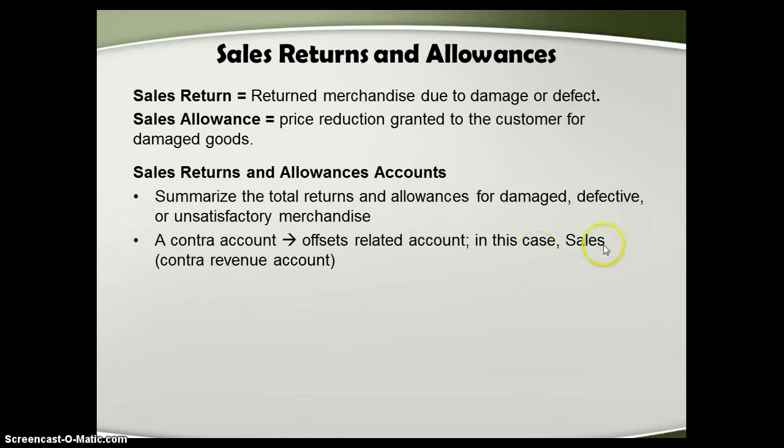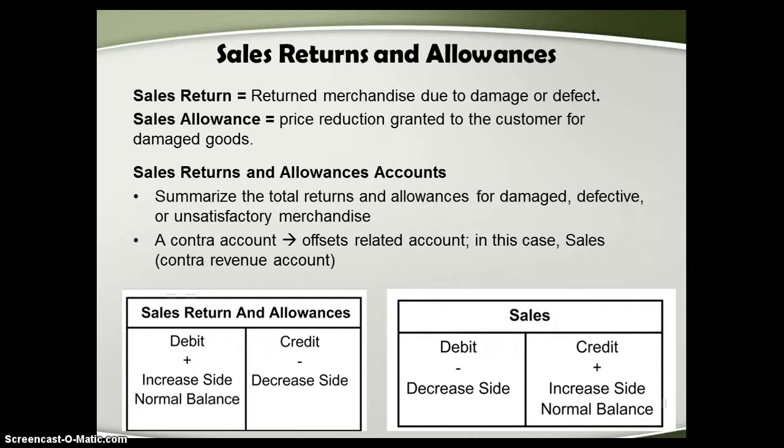So when we sell an item and we're getting revenue, we're recording that into our sales revenue account. So now when someone's returning an item, that's when we need this sales returns and allowances contra account to record the returns. So we're going to go over an example of that in just a minute. I wanted you to just see how this account is set up. So here's our sales account, which you should be familiar with. It's a revenue account, and it was an increase on the credit side with the normal balance on the credit side, and then decreases on the debit side.